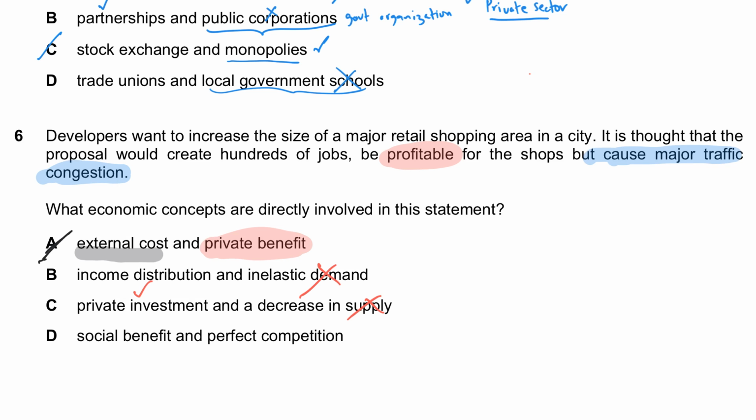So D says a social benefit and perfect competition. There is social cost rather than benefit. Yeah, there could be social benefit in terms of creation of jobs. Yes, but there is no mention of perfect competition. Perfect competition is when small firms are price takers, so there is no mention of that. So the best answer would be A in this case, where there is an external cost because of congestion, and there is private benefit in terms of jobs created, in terms of even profitability.